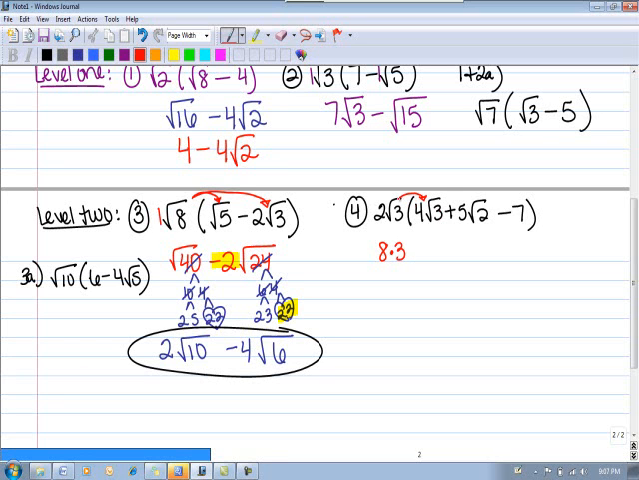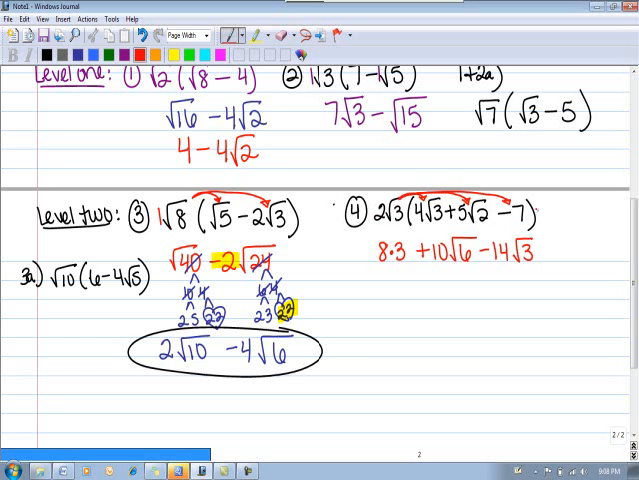And then let's distribute the 2 radical 3 to the 5 radical 2. So 2 times 5 is positive 10. And then underneath the radical we have 3 times 2, which is 6. And then last but not least, let's distribute that 2 radical 3 to the negative 7. So outside the radical we have 2 times negative 7, which is negative 14. Inside the radical we only have a 3 because there's no radical with the 7 there.